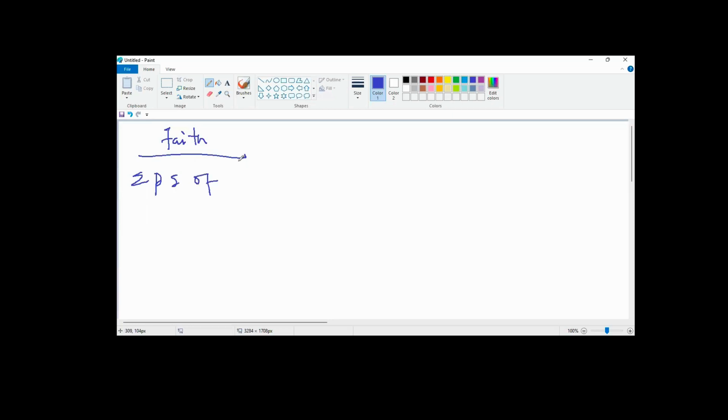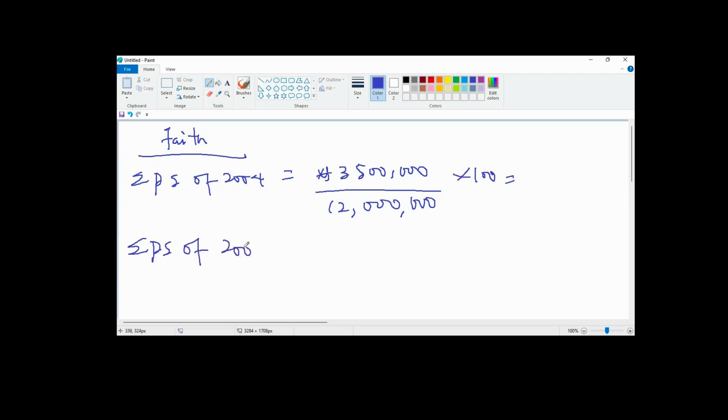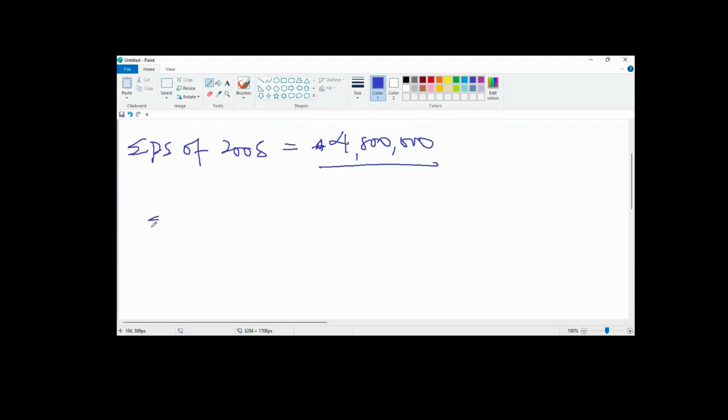Earnings per share of 2004 is 3.5 divided by 12 million. Then earnings per share of 2005. What is the profit of 2005? 4.8 divided by, I don't know. Earnings per share of 2006. What is the profit of 2006? Divided by, I don't know.